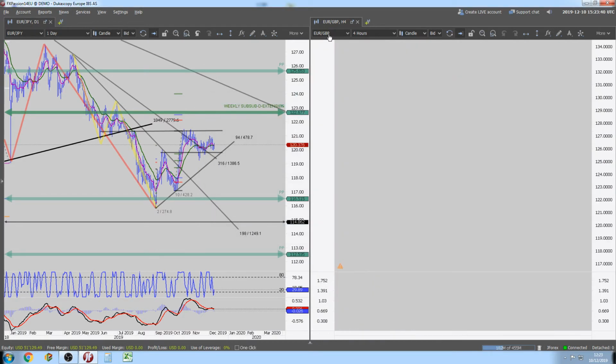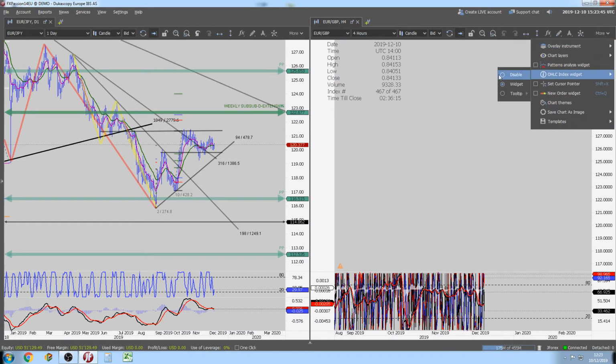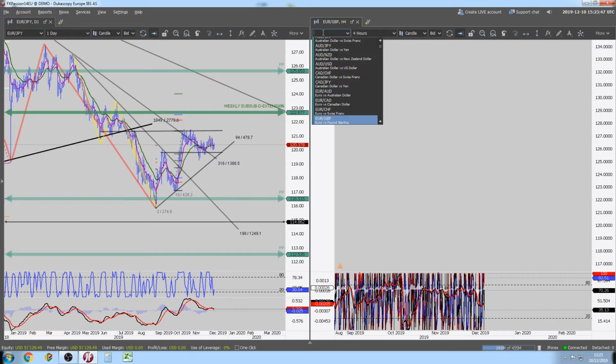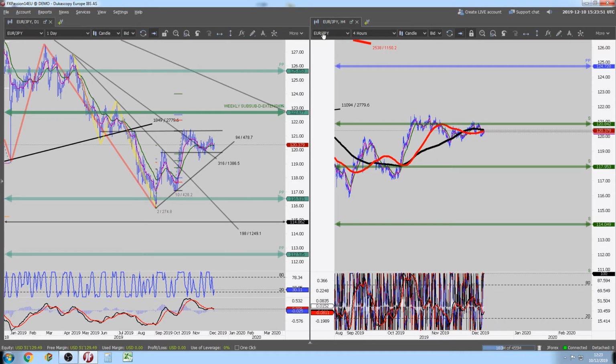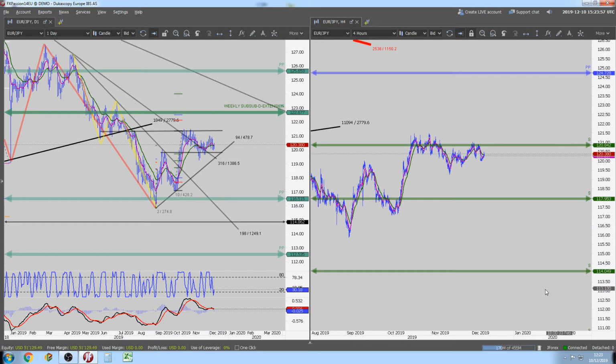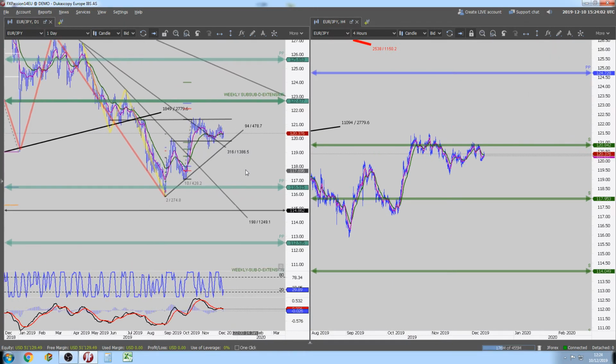Okay, let's open. And we are going to disable. And again, Euro JPY. Let's see, Euro JPY 4 hour chart. I'm going to delete this one, and this one, and this one. Delete this one. Right. Okay, let's check Euro JPY.